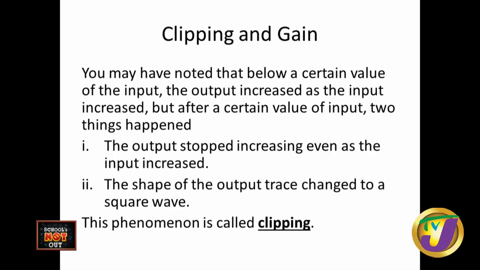So this is what you might have seen. You might have noted that below a certain value of the input, the output increased as the input increased. But after a certain value of the input, two things happened: the output stopped increasing even as the input increased, and the shape of the output trace changed to a square wave. This phenomenon is called clipping.